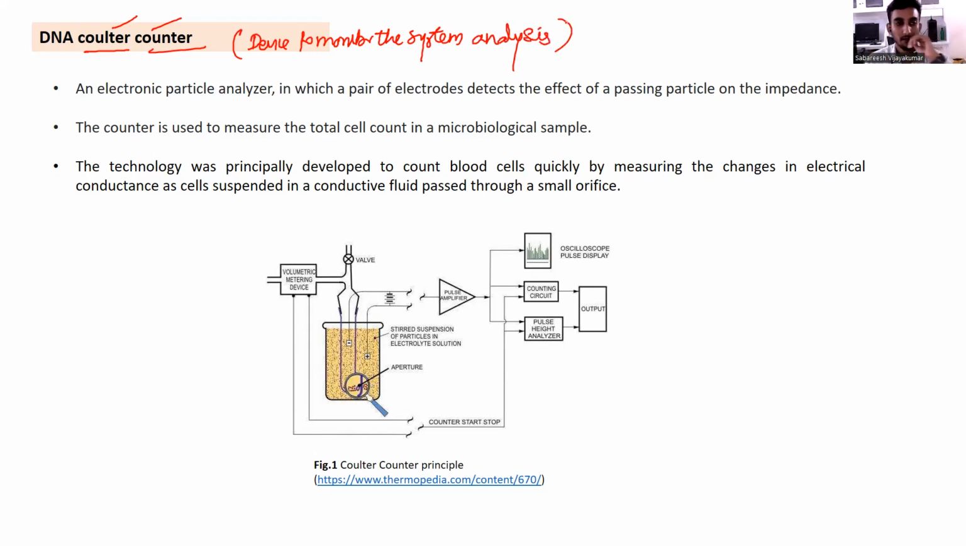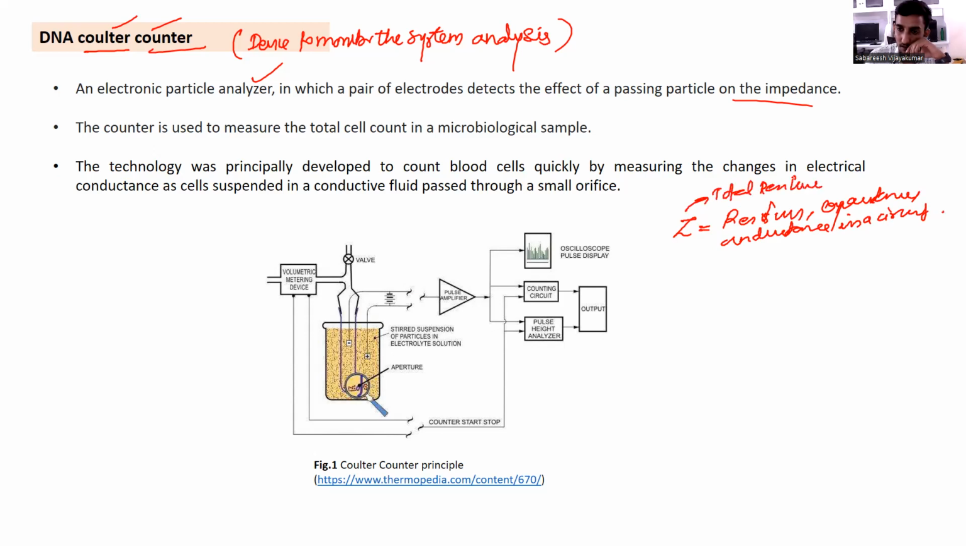So the Coulter counter is a particle analyzer in which a pair of electrodes detects the effect of a passing particle on the impedance. Impedance is denoted by the letter Z. Z is actually a ratio showing the resistance, the capacitance and inductance in a circuit. So impedance is the total resistance in a circuit.